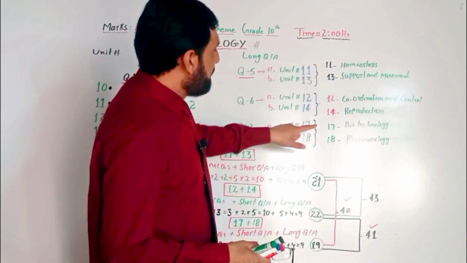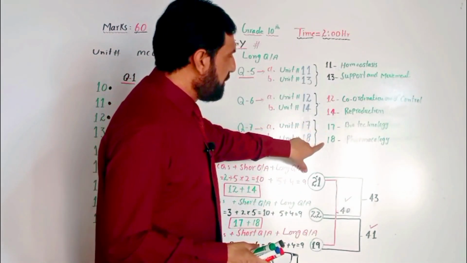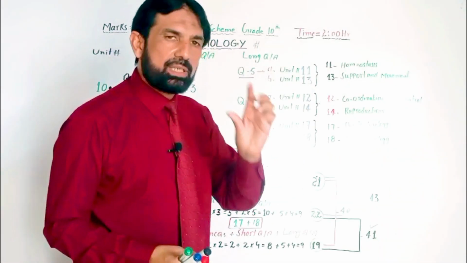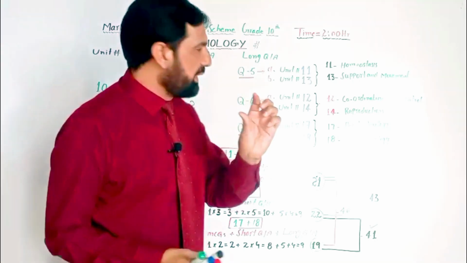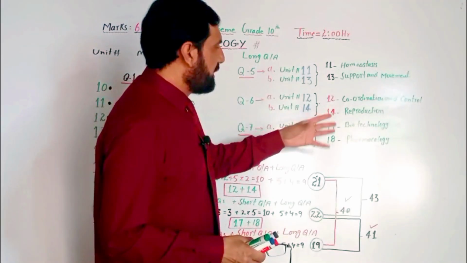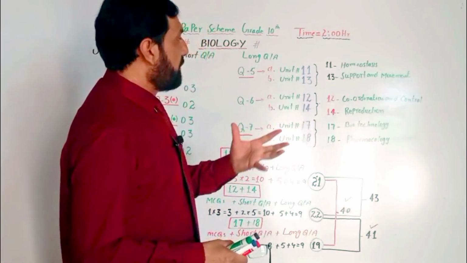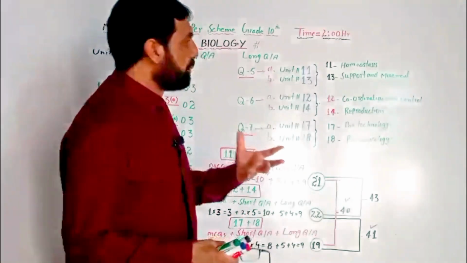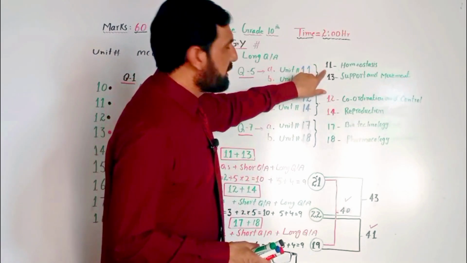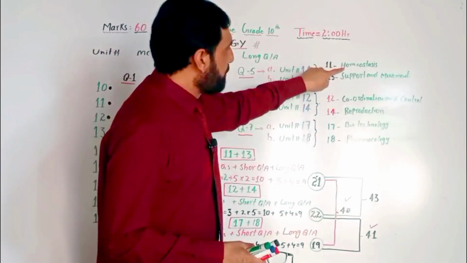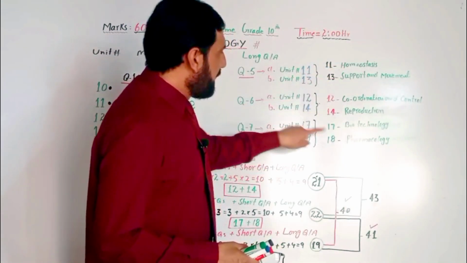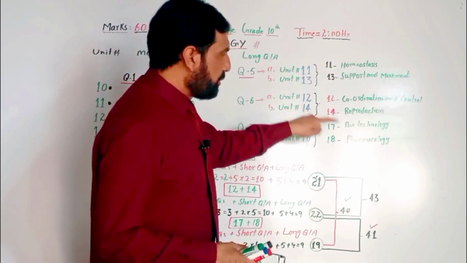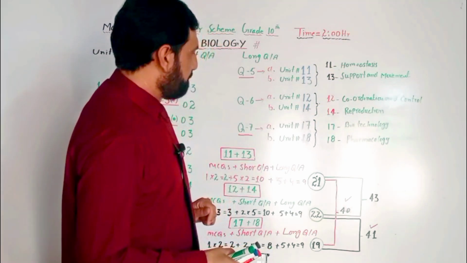The third long question will be from chapter number 17 and 18, biotechnology and pharmacology. These both chapters are so simple, so small in volume as well. So these chapters are easily manageable. So my advice for the students who want to earn more and more marks, that you please select the first long question consisting of chapter number 11 and 13, homeostasis and support and movement, and the last long question consisting of chapter number 17 and 18, biotechnology and pharmacology.